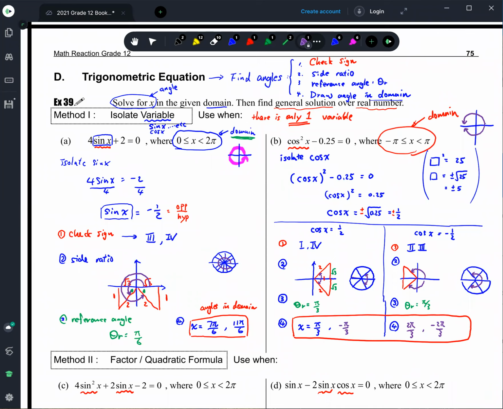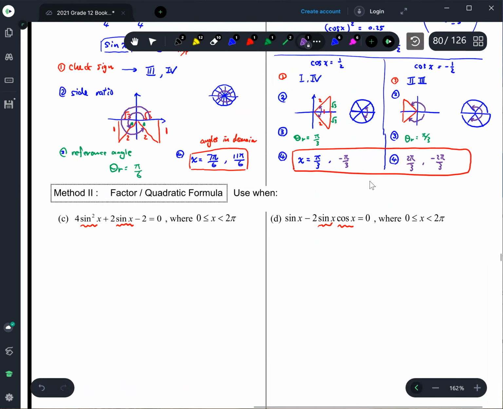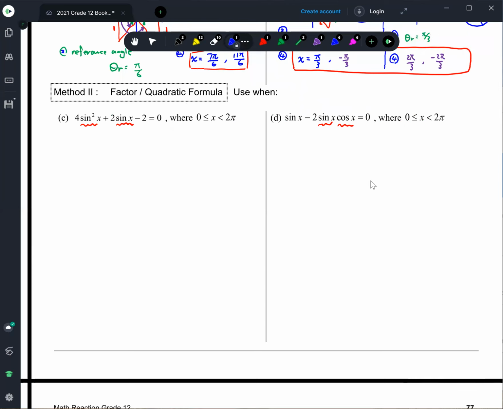Okay, we're gonna talk about second method now, right? So first one, it shouldn't be a new thing, okay? I guess the only new thing is the domain, right? Domain is different. But we've been doing finding angles before. Okay, method 2, factor or quadratic formula. So we'll use it, of course, when you cannot isolate, right? Or when the question is factorable, okay? There's something you can factor. If it's not factorable, you can still use quadratic formula.